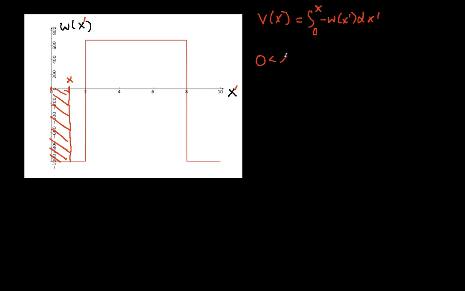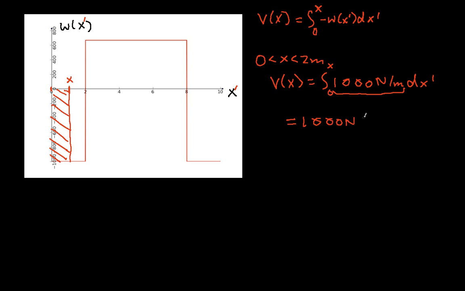So if x is between 0 and 2 meters, then minus w will give v of x. It's the integral from 0 to x of minus w of x prime dx prime. Well, w of x is minus 1,000, so minus w of x is 1,000 newtons per meter. This 1,000 newtons per meter is just a constant, so I can take that out of the integral. I have 1,000 newtons per meter times the integral of dx prime, which is just x prime, so I plug in the limits, and I have x minus 0. The minus 0 part doesn't do anything, so I can get rid of that. So for x between 0 and 2 meters, v of x is 1,000 newtons per meter times x. Okay. Pretty good so far, eh?